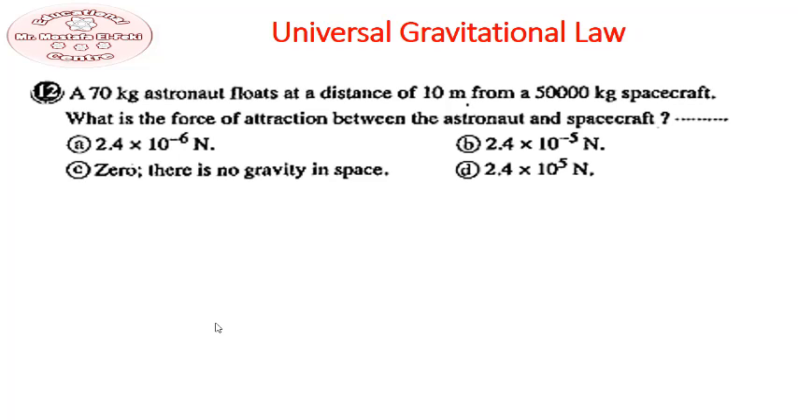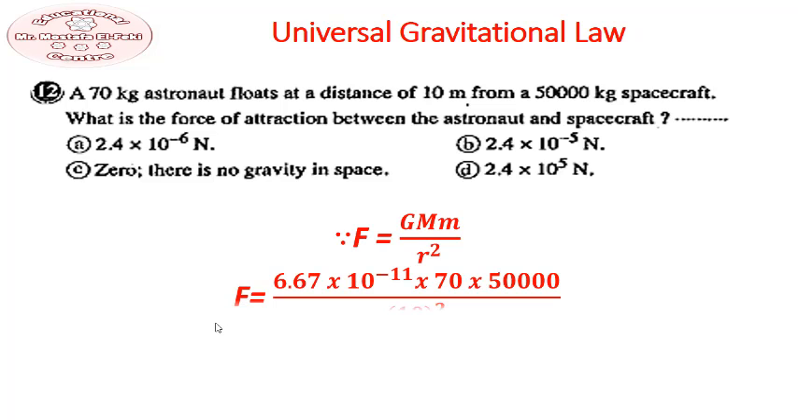A 70 kilogram astronaut floats at a distance of 10 meters from a 50,000 kilogram spacecraft. What is the force of attraction between the astronaut and the spacecraft? At first, this is the relation of the gravitational force. By substituting the numbers directly into the relation, the force equals 2.4 times 10 to the power negative 6.